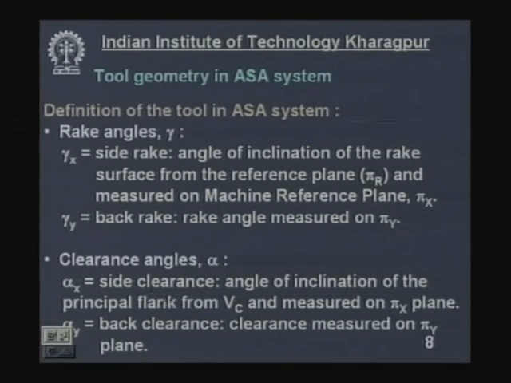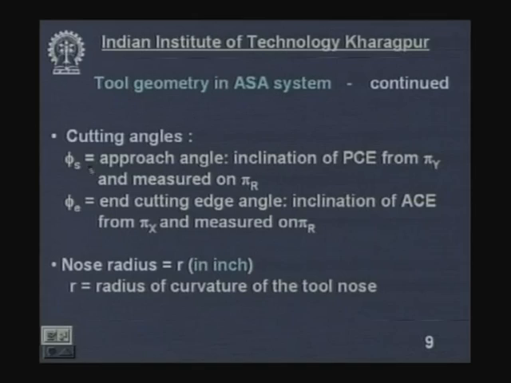Now, the clearance angle already defined, that the cutting angles phi s, the approach angle, inclination of principal cutting edge from machine transverse plane and measured on reference plane. Both the cutting angles are measured on reference plane. End cutting edge angle already defined. Now, nose radius, I already mentioned the purpose of reducing the tool tip, mechanical strengthening and better finish. This is expressed in inch in ASA system or machine reference system. This has to be noted. Now, r is the radius of curvature of the tool nose.